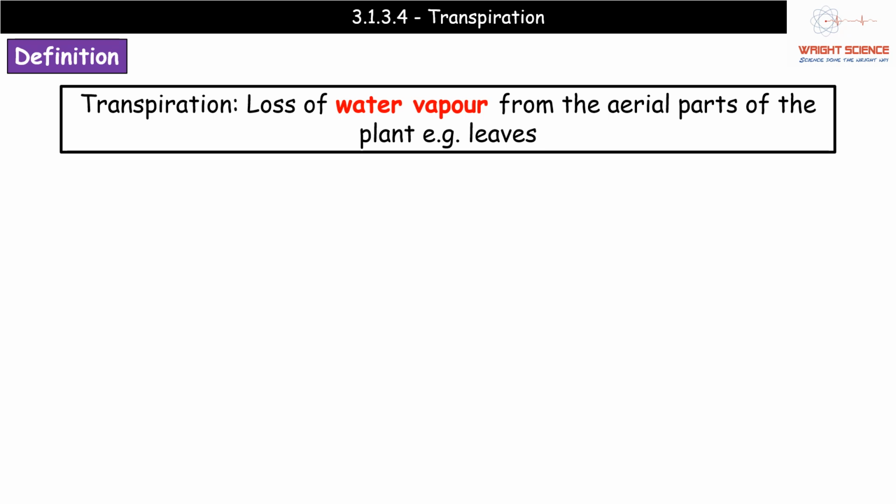If you were to say it's the evaporation of water from the aerial parts of the plant, fine. If you were to say it's the evaporation of water vapour from the aerial parts of the plant, no mark, because we can't evaporate a vapour. So wording is key. I would suggest you just learn this definition, loss of water vapour from the aerial parts of the plant, and then you're guaranteed to get the marks.